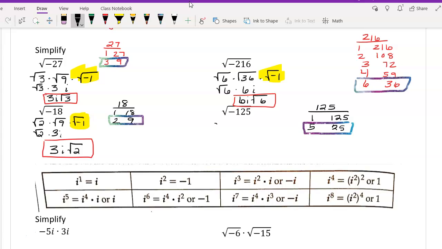And now we're going to split this up. Square root of 5 times the square root of 25 times the square root of negative 1. All right, the square root of 5 does not simplify, so we bring it down. The square root of 25 does: nice, 5. And then the square root of negative 1 is that i value. So our final answer becomes 5i square root of 5.